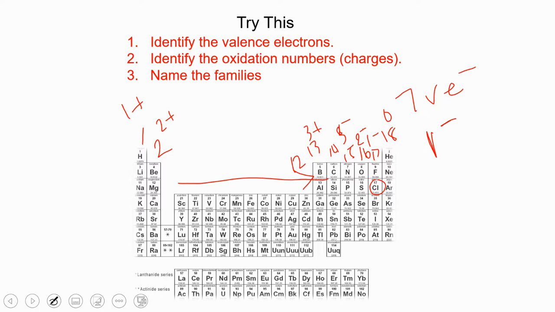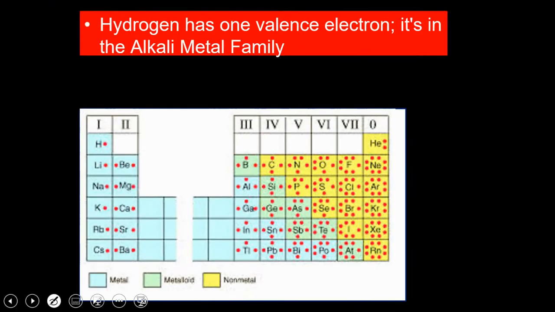Or what if I gave you calcium? Calcium is over here. How many valence electrons does calcium have? It has 2 valence electrons. What's the oxidation number? What kind of ions are going to form? It has 2 valence electrons. It's easier to lose 2 than to gain 6 to make 8. So it would be a 2 plus charge.